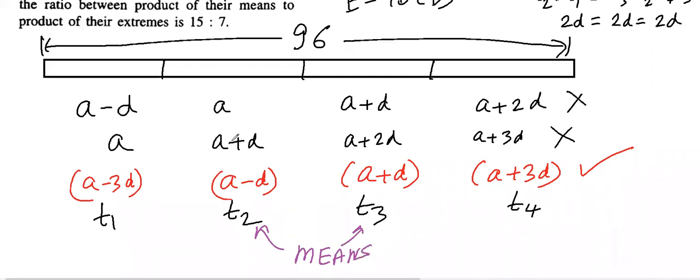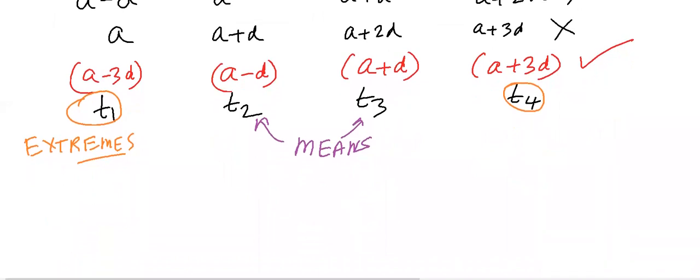Okay, they are means. Ratio between the product of their means to the product of their extremes. So what are extremes? Extremes are T1 and T4, correct. Extremes are this and this. So what is it saying? The ratio between the product of their means to the product of their extremes is 15:7.